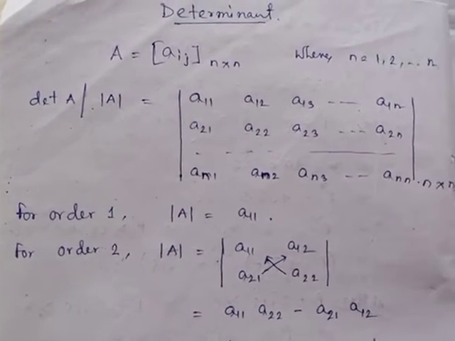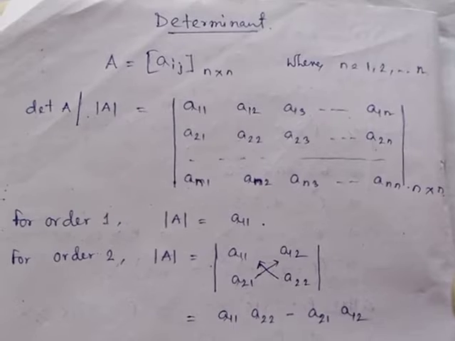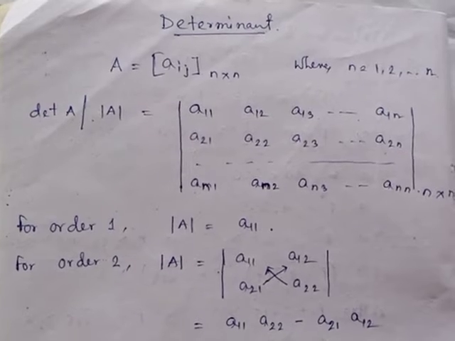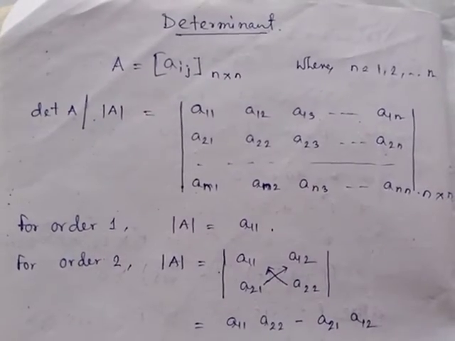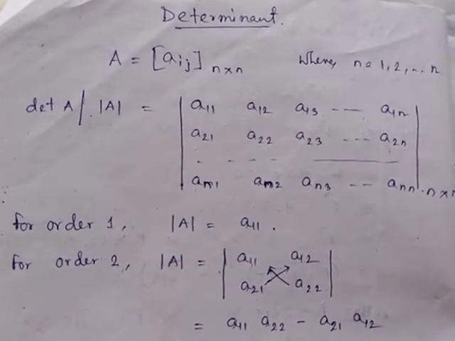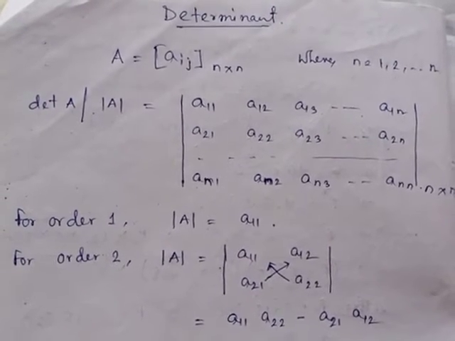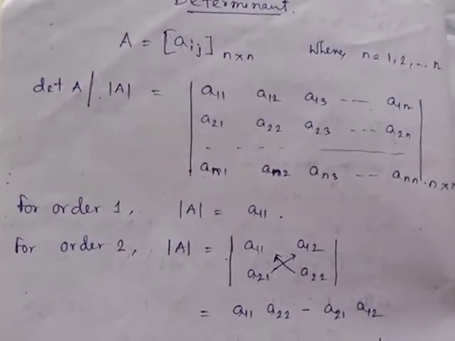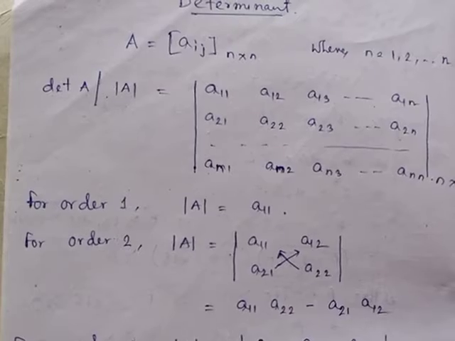So for order 1, we can write A11, only the first element. If order 2, then there are 4 elements: A11, A12, A21, A22. If we do the cross multiplication, then it is A22 into A11 minus A21 into A12. This is the multiplication process: cross multiplication, A22 into A11 minus A21 into A12.